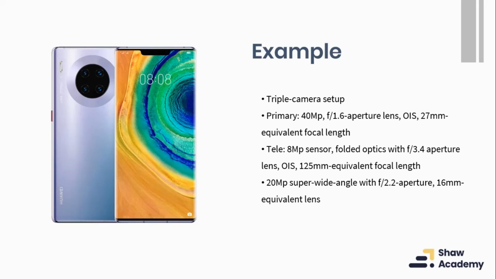Our telephoto lens, as you can see, uses much less megapixels, 8 megapixels. So a fifth indeed of what our primary lens is using. Now, folded optics means that it's a special type of optics within it to create that telephoto effect. And as you can see, our aperture value is much higher. That means that we're going to get a greater depth of field and much less light coming in. So we'll have to compromise that with our shutter and our ISO.